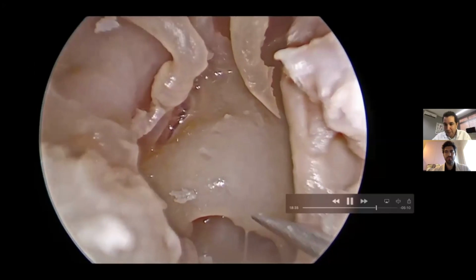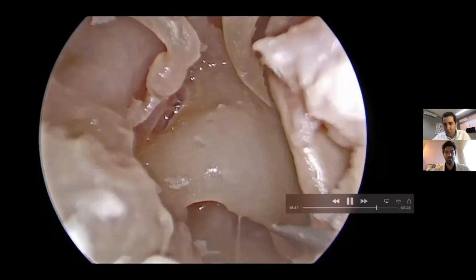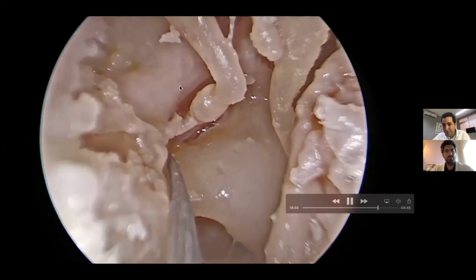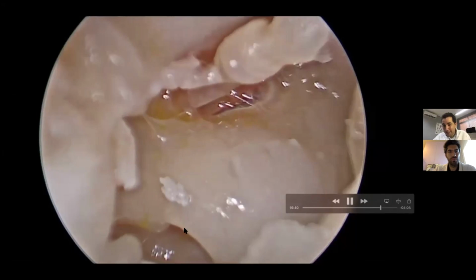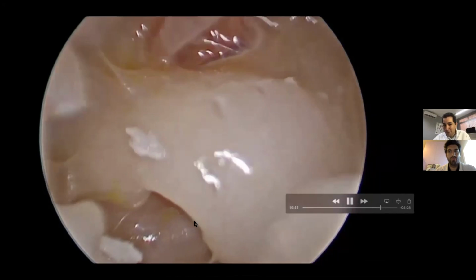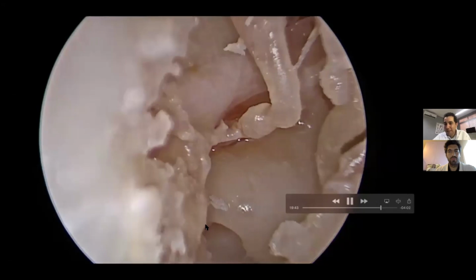So once again, we can see the anatomy of the oval window. We can see this very close-up view of the oval window here. We can see the annulus of the oval window. We can see the round window region also in the annulus. We can test the reflexes.